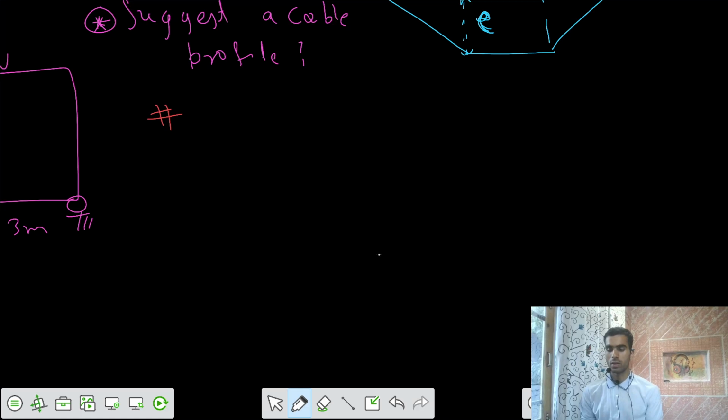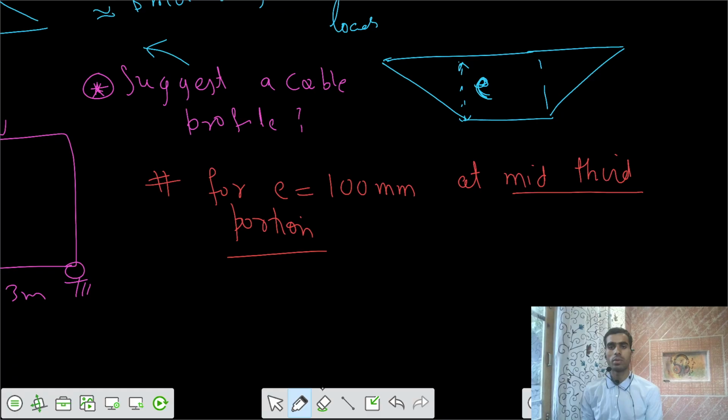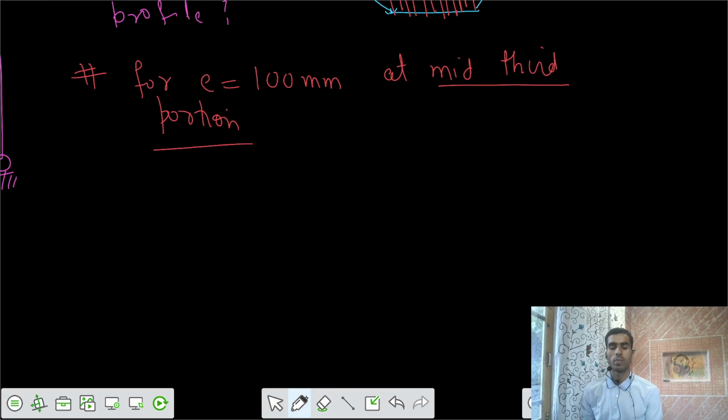So the first part is over. Now it's saying that for an eccentricity E equals 100 millimeters at the mid third portion of the beam. Since it says the mid third portion, that indicates the cable profile is in the form of a trapezoid. In the mid third part of the beam, we have the cable with the same constant eccentricity of 100 millimeters. So we need to get the P required.